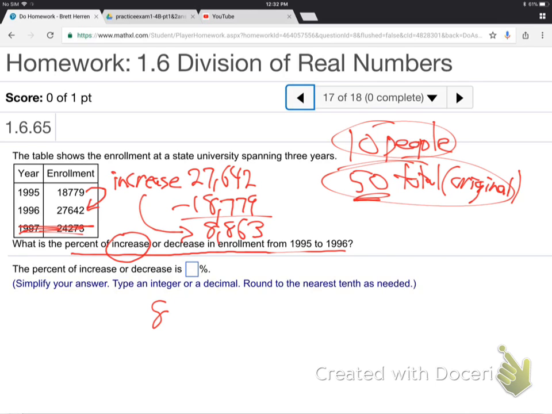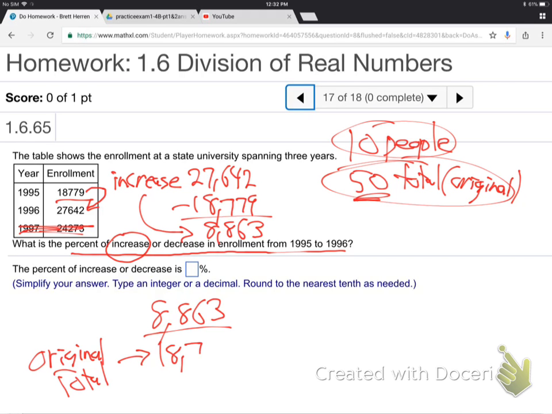So I got to take the 8863 and I've got to divide by the original total. So what's the original total number of people? That's the 18,000. Yeah, 18,000. 0.779. Does that make sense? That's how you do a percent.